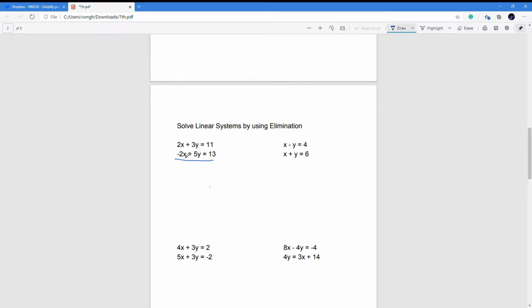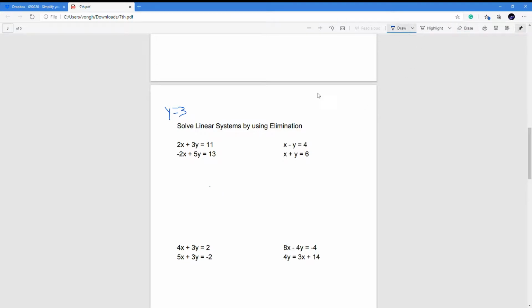Once we add the negative 2x to the positive 2x, we get 0, which they just cancel out. Plus 5y plus 3y, you get 8y, equals, and then 11 plus 13, that's 24. So we can get rid of the 0 because it means nothing. We're left with 8y equals 24. Now, like in substitution, we just simplify. Divide by 8, we get y equals 3. Let's put that up top so we remember. That's the value of y.